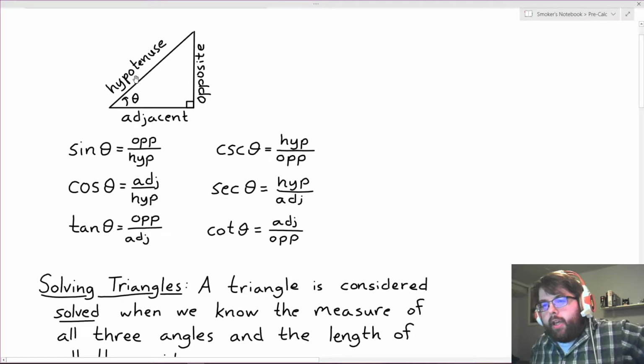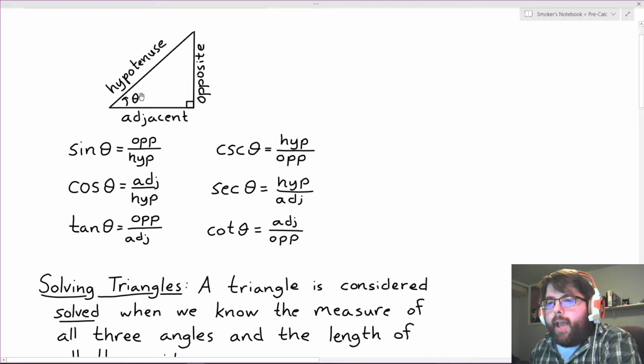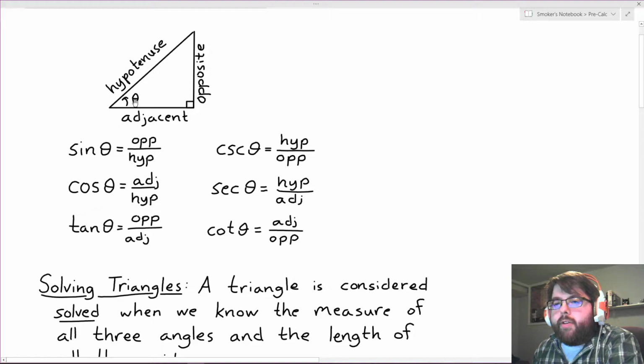They could give you any one of these three sides and one angle. And again, we would know the 90 degrees. If they gave us one angle, that'll be easy to find the other angle. It'll just be 90 minus that.